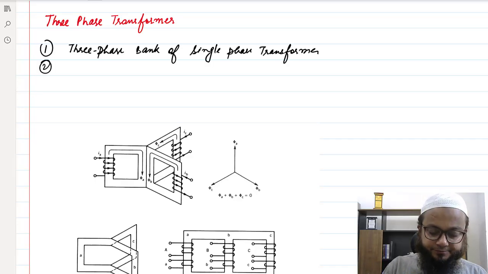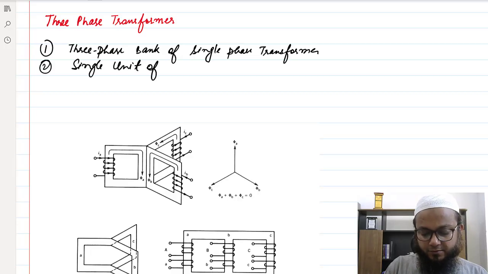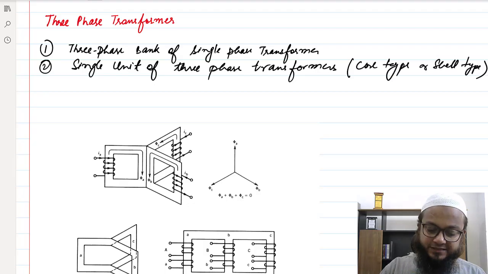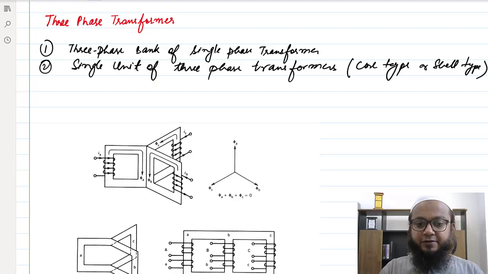The other way is using a single unit of three-phase transformer. Since this is widely used in our power system network, we will be discussing some important aspects of it. This may be core type or shell type. Obviously a single-phase transformer also will have a core type or shell type arrangement, right? So that means you have three units of single-phase transformers, and the windings of them you are using to connect as a three-phase transformer.